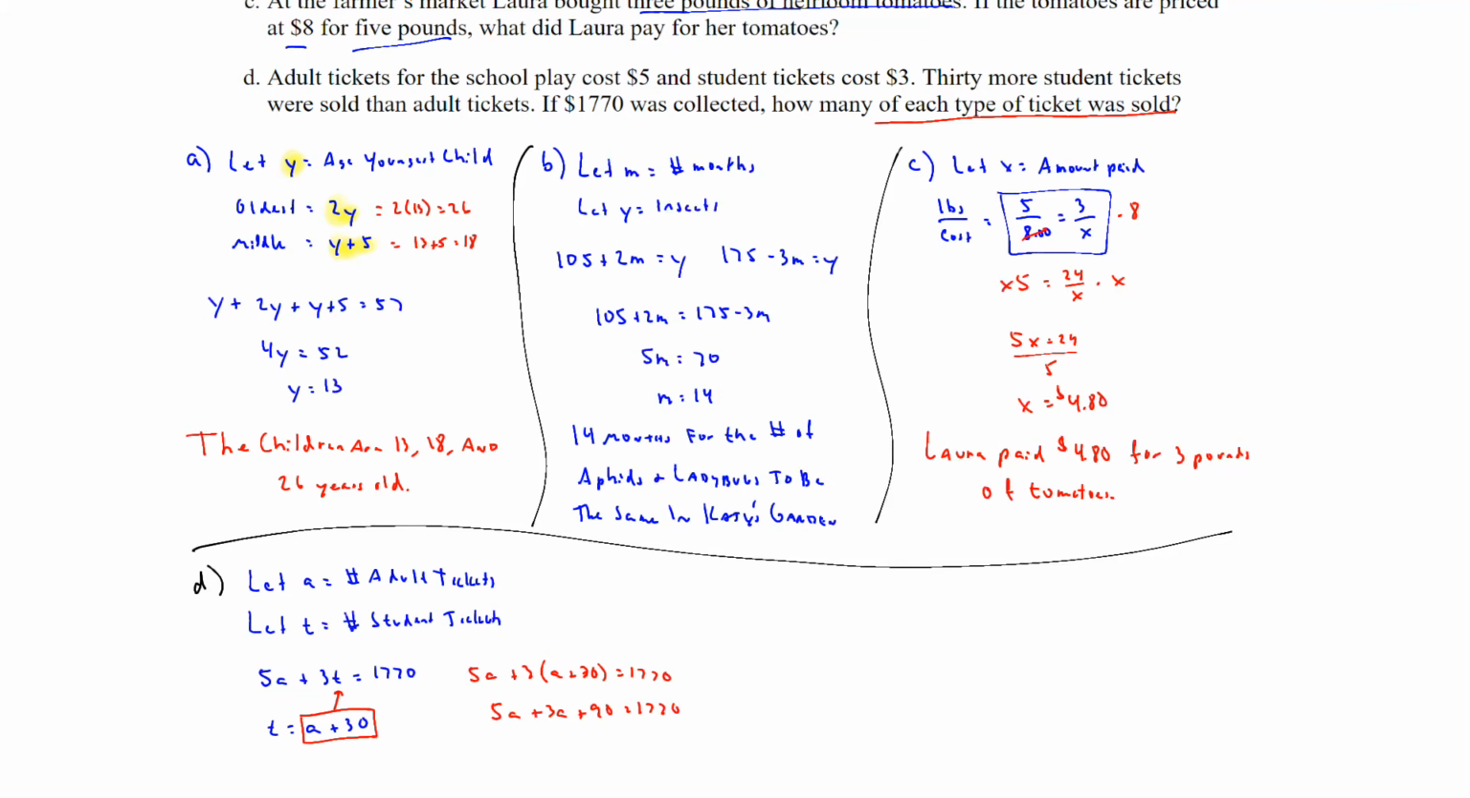Combine our like terms, subtract the 90. And then divide by 8. So a is equal to 210. So that's the number of adult tickets. And now we can find the number of student tickets by saying that the student tickets is equal to the adult tickets plus 30. So therefore the number of student tickets is 240. So we know there's 210 adult tickets and 240 student tickets sold.